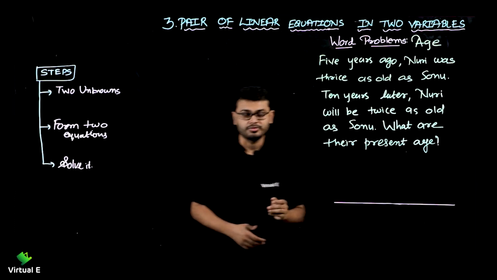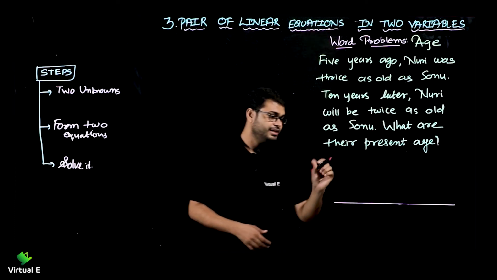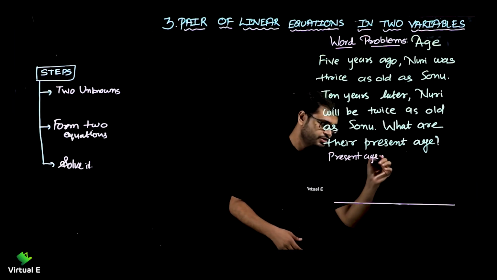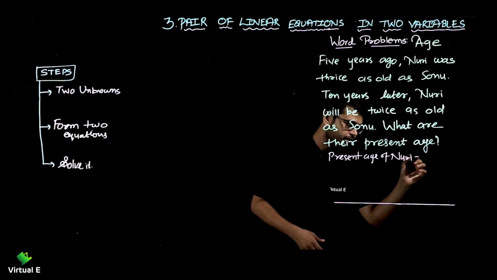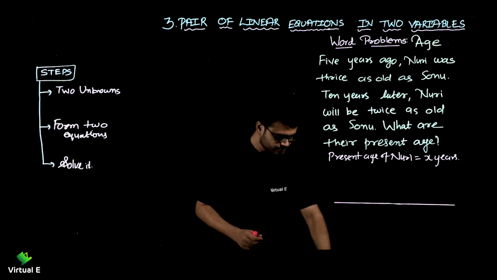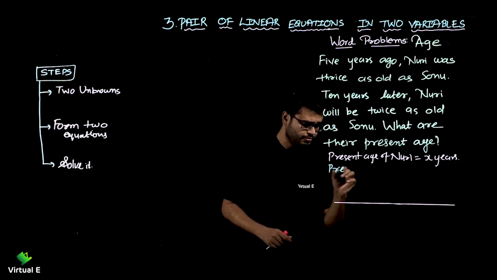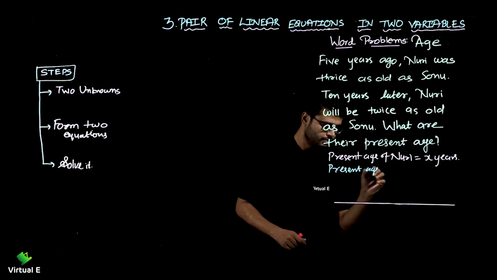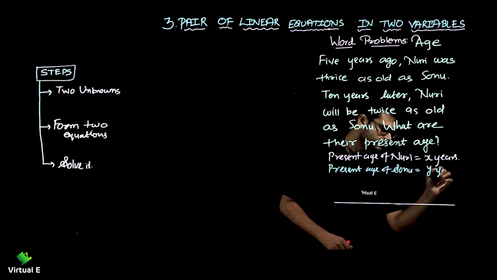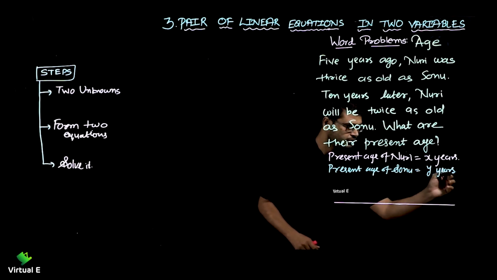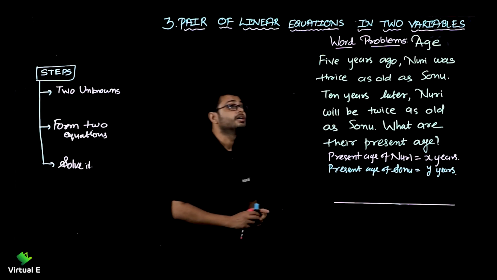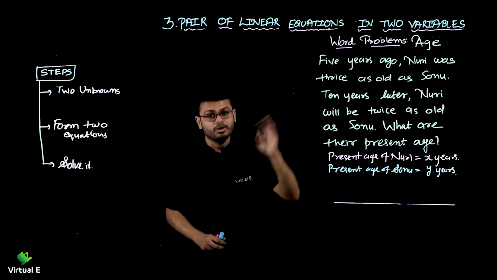Nuri and Sonu. So let me take the present age of Nuri as X years, and the present age of Sonu as Y years. Okay, so the present scenario we know, but when you read the question, it is given 5 years ago.